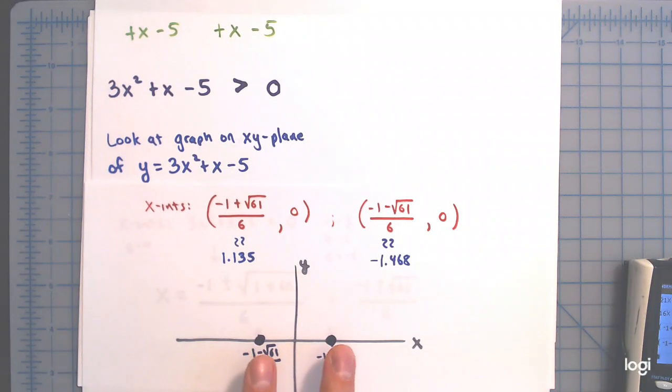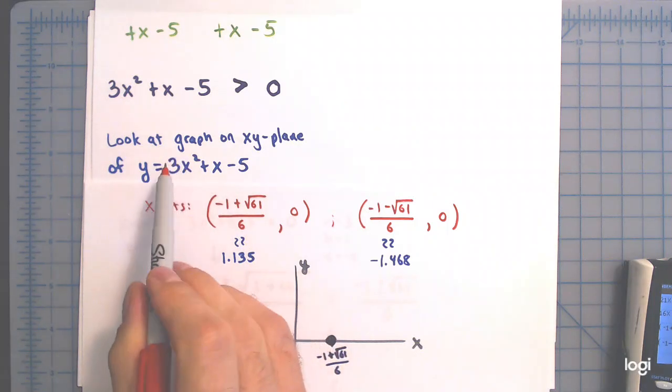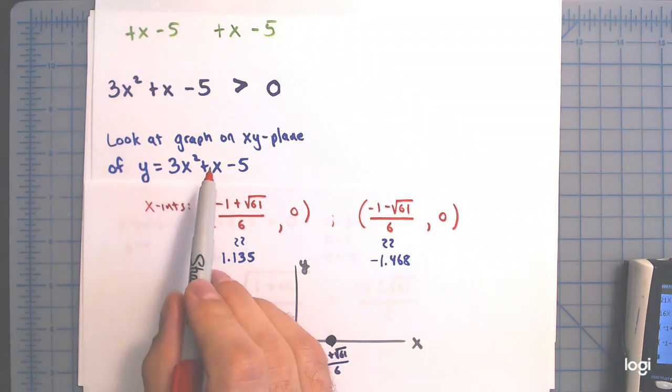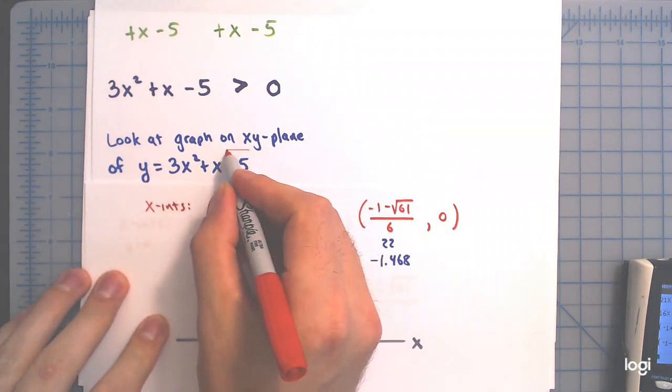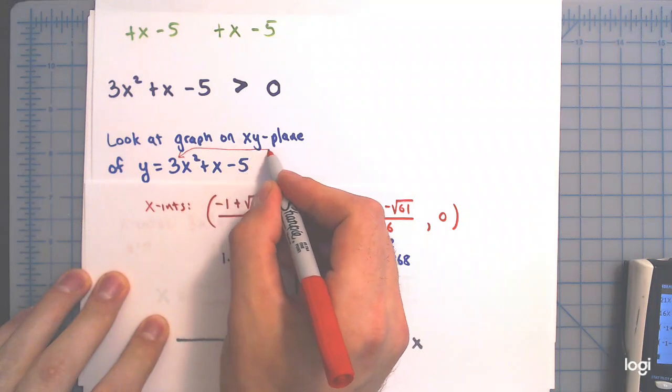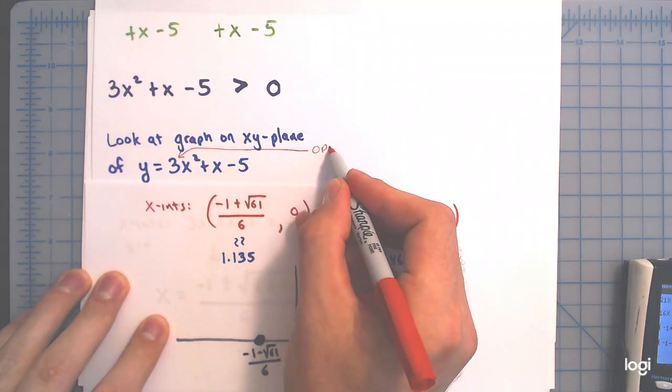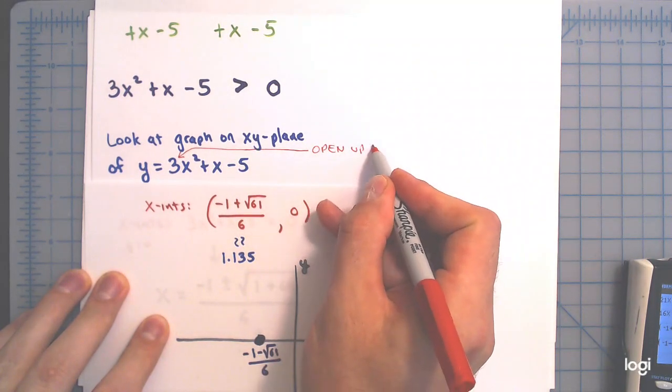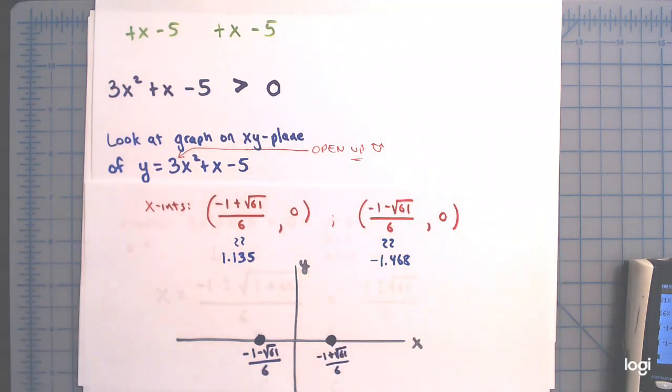And that's all I really need to be able to make a rough sketch. That also, and which way does the parabola open? So remember what we're graphing here. We're graphing y equals 3 times x squared plus x minus 5. The lead coefficient is a positive number. Again, right? So the parabola is going to open up. And if it were negative, it would open down.